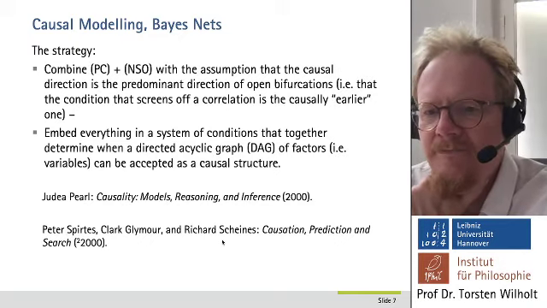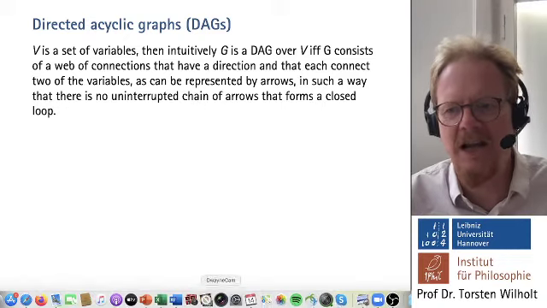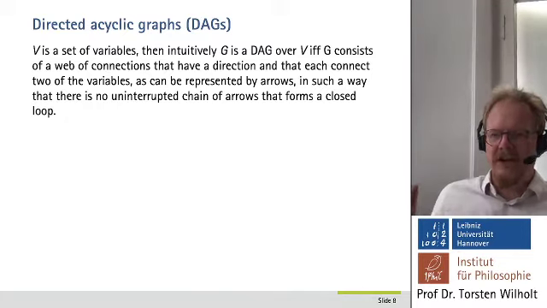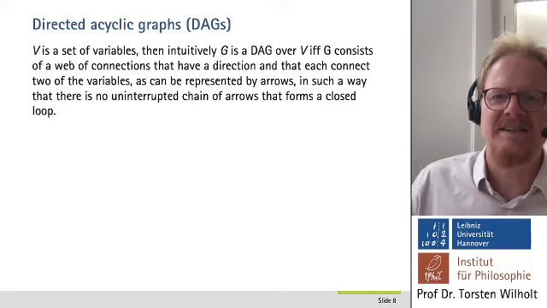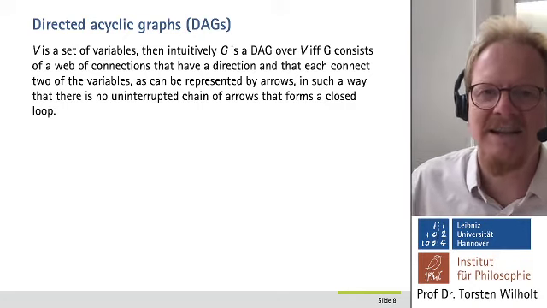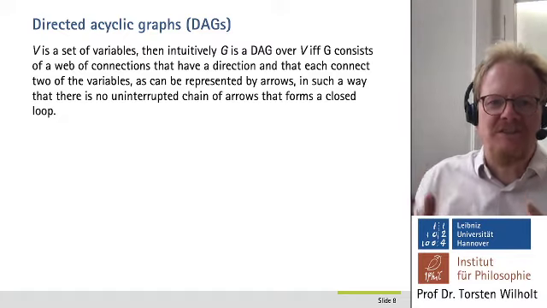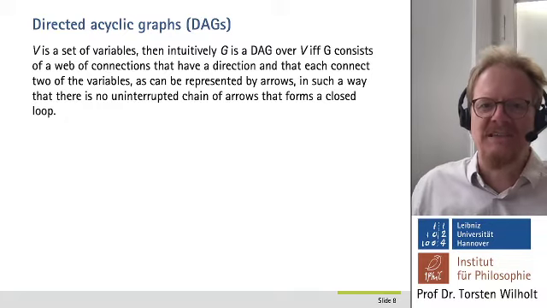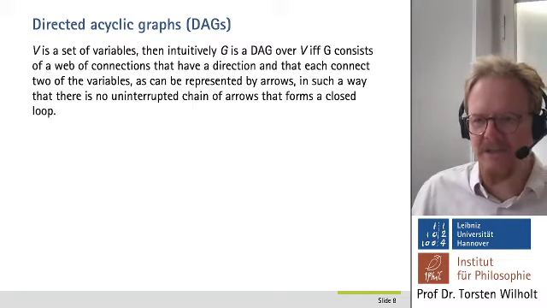So, okay. How does this work, and what the hell are directed acyclic graphs? This is not a very complicated idea. We start from a set of variables. V is a set of variables. And then intuitively, G is a directed acyclic graph over V if and only if G consists of a web of connections that have a direction and that each connect two of the variables, as can be represented by arrows, in such a way that there is no uninterrupted chain of arrows that forms a closed loop. That's the acyclic part.